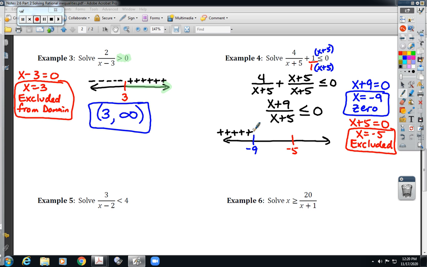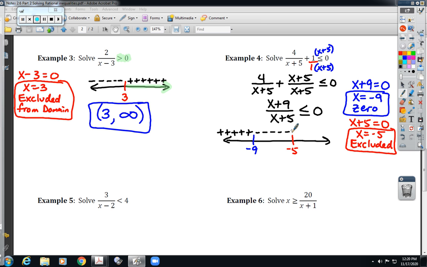Then we need to pick a number between. So we just need to pick any number between -9 and -5. -6 will work fine. -6 plus 9 is a positive number. -6 plus 5 is a negative number. A positive divided by a negative is a negative.